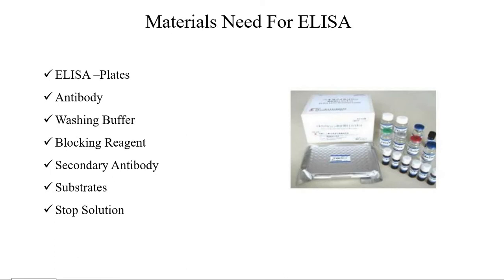The following materials are required to perform ELISA. First is the ELISA plate, also known as microtiter plate or microplate, antibody, that is a primary antibody or recognition capture antibody, washing buffer, blocking reagents, secondary antibodies, substrate and stop solution.